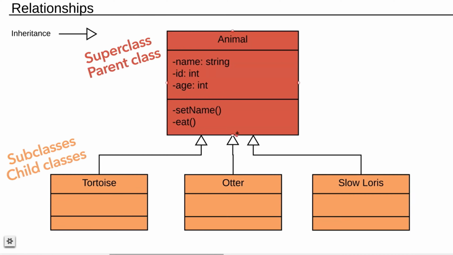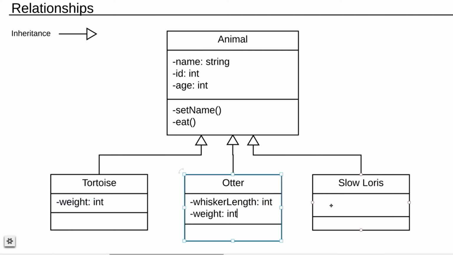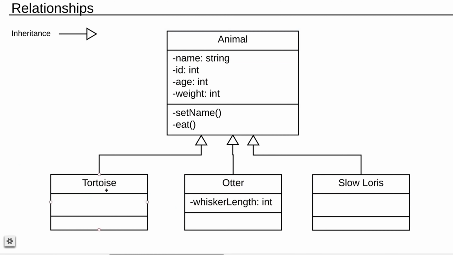So our otter class is going to inherit the attributes of name, age, and ID. And then we could add an attribute specific to otter like whisker length. One of the advantages of inheritance is that if we wanted to change or add an attribute for all animals, we wouldn't have to go in and make that change to tortoise, and then otter, and then slow loris. We could just make the change to the animal class, and it applies across all subclasses.